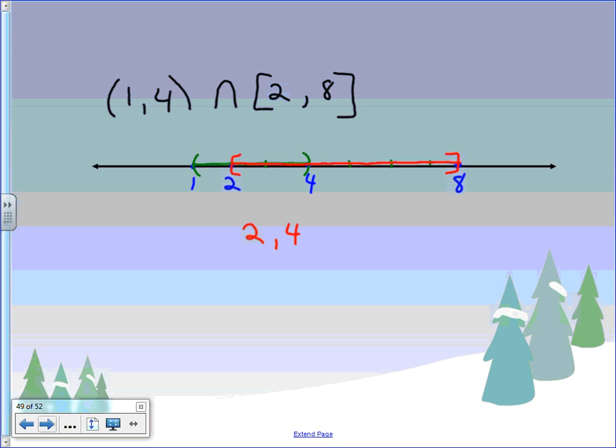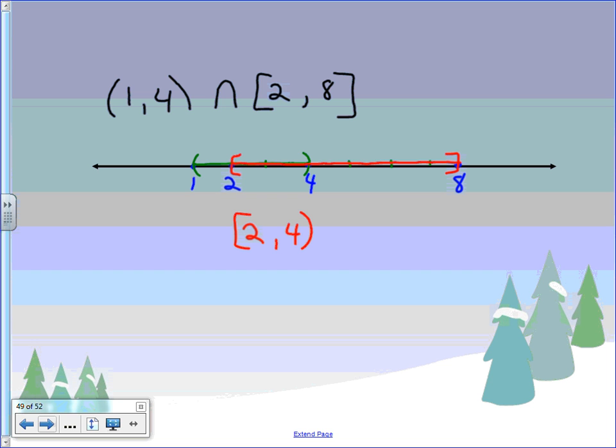Now the question is, how about the 2? Was it included 2 times? Was it included in the green? Yep. Was it included in the red? Yes. So it got included twice. Did the 4 get included twice? Well, the 4 wasn't included in the green. It's a parentheses. So 4 wasn't then included twice. There's the solution to this problem.